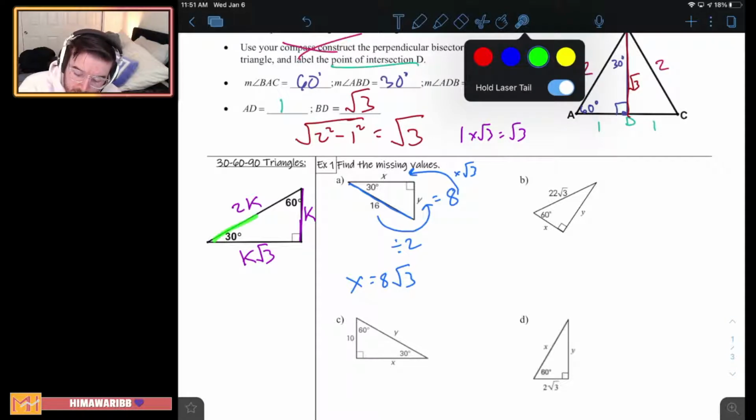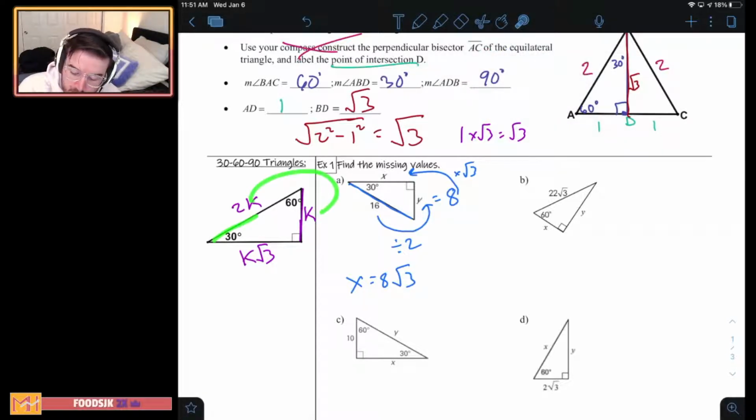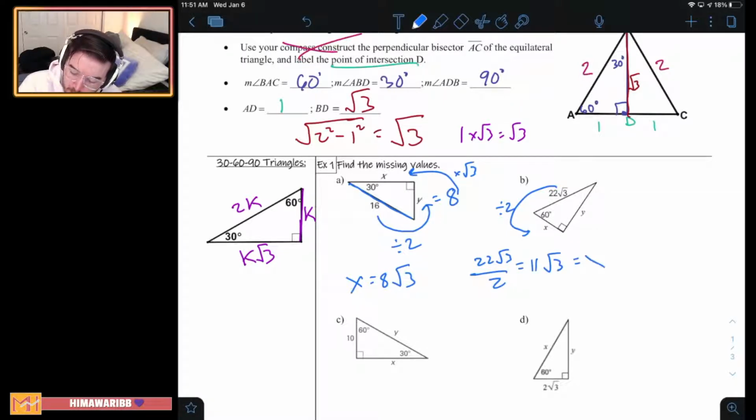Okay, how do we get from the hypotenuse to the short leg? What do we do? We divide by 2. Don't overthink it, just like we did right here. And 22 root 3 divided by 2, 22 divided by 2 is 11. So 11 root 3 equals x.